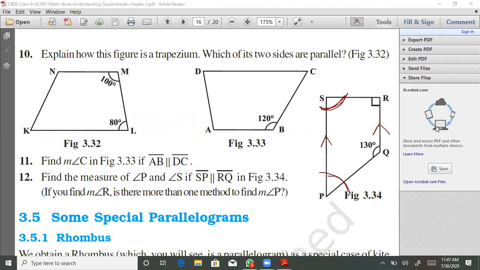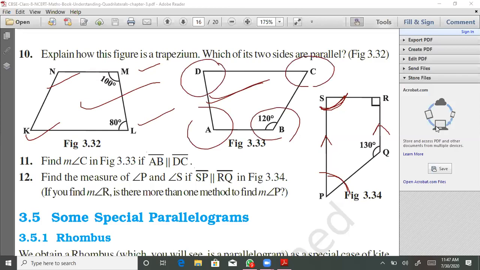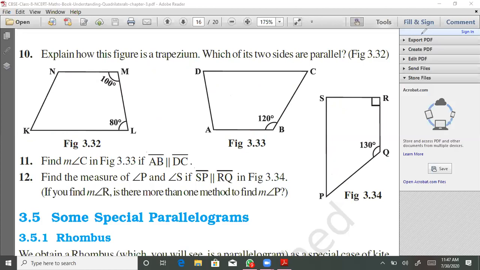If you shift the trapezium, then you will get a figure something like this. So here also it is the same: opposite sides are parallel. Then how to find out P? The sum of P and Q will be 180 and the sum of S and R will be 180. Like here, the sum of L and M is 180, and the sum of K and N will be 180. In this figure, the sum of A and D is 180, and the sum of B and C is 180. So same here in figure 3.34. The sum of P and Q should be equal to 180 and the sum of S and R should be equal to 180, because these opposite sides are parallel here.